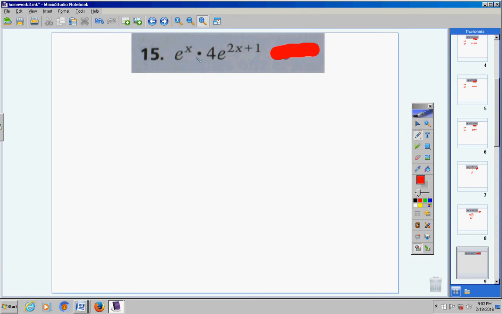Number 15. Okay, here we are multiplying. Don't forget there's a 1 right here, okay? So we're multiplying this expression times this expression. Now watch carefully what to do. First of all, 1 times 4 is 4. Next, you're multiplying like bases, e into e, so you put an e here, and then you add your exponents. So x plus 2x plus 1, that would give you 3x plus 1. And there you go. That's the answer. Okay? Look it over. Make sure you understand this.